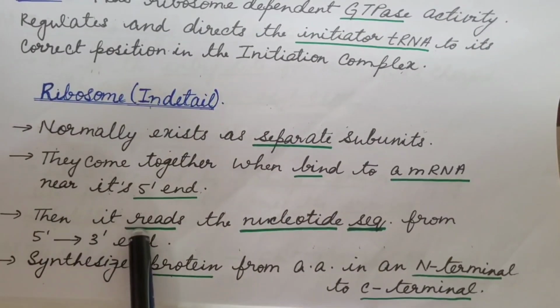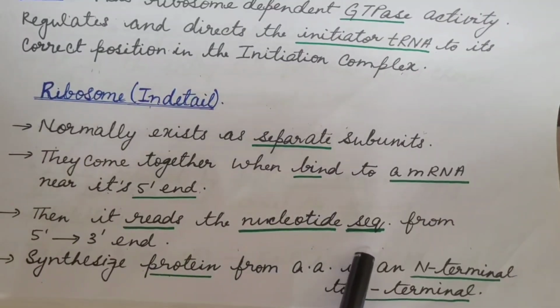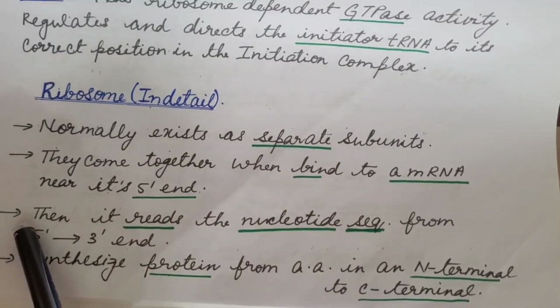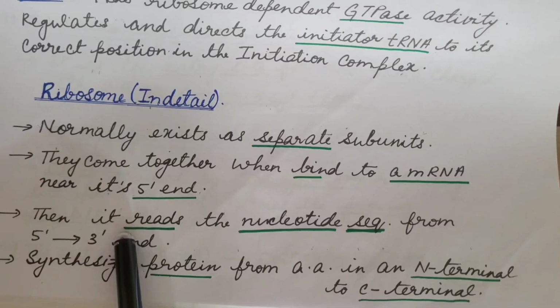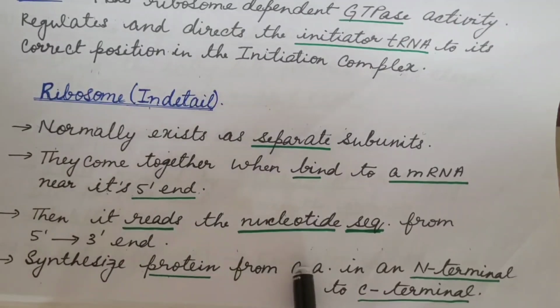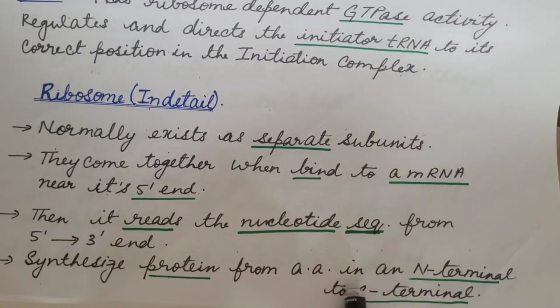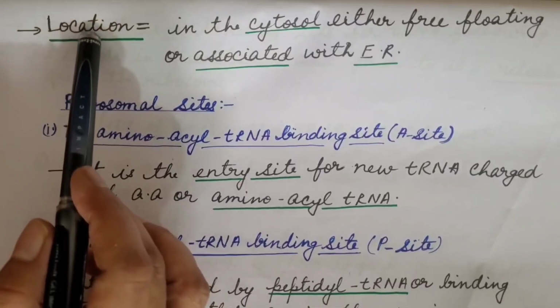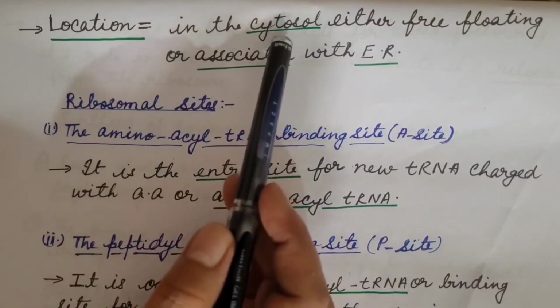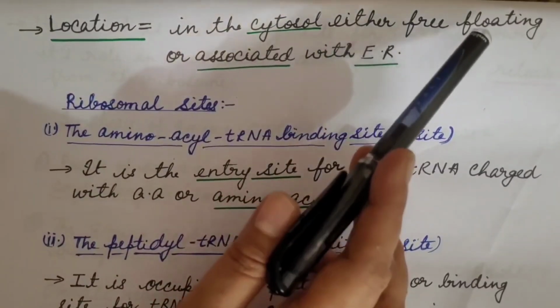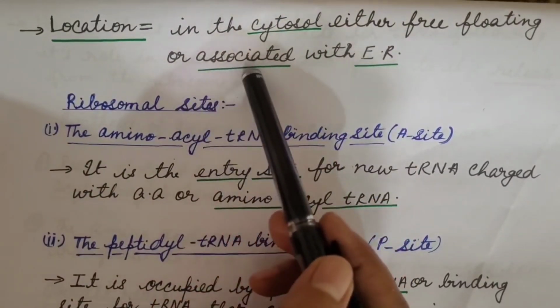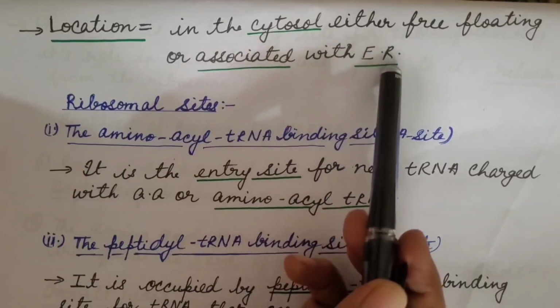Then it reads the nucleotide sequence of messenger RNA in the 5' to 3' direction. It synthesizes protein from amino acids in an N-terminal to C-terminal direction, that is, from amino terminal to carboxy terminal. Now the location of ribosome: it is located in the cytosol, either free floating or associated with endoplasmic reticulum.